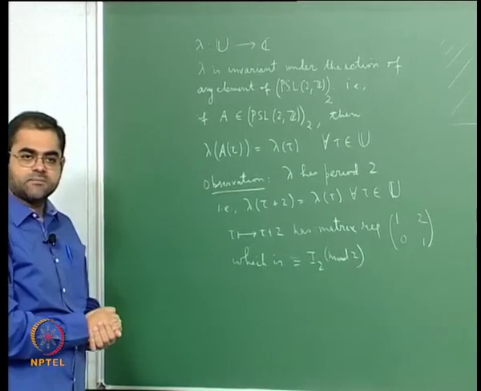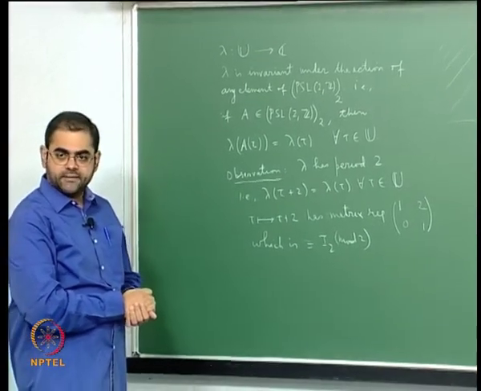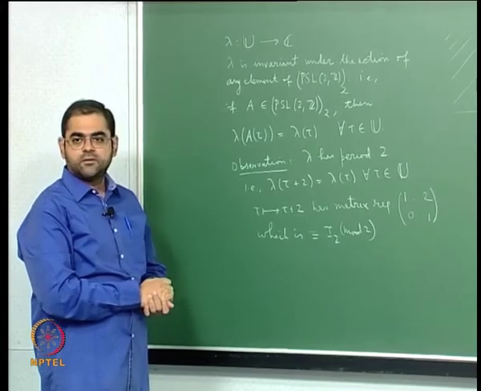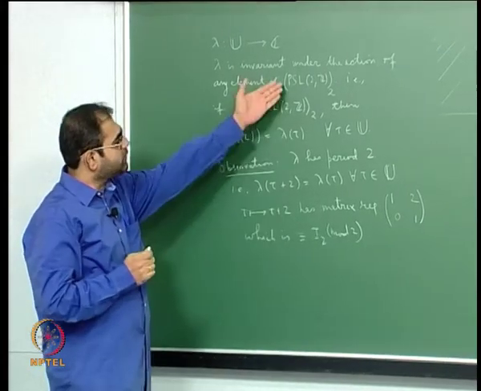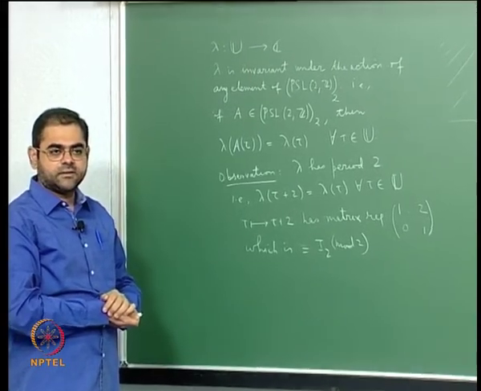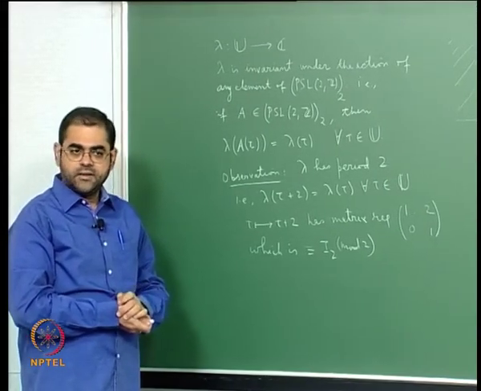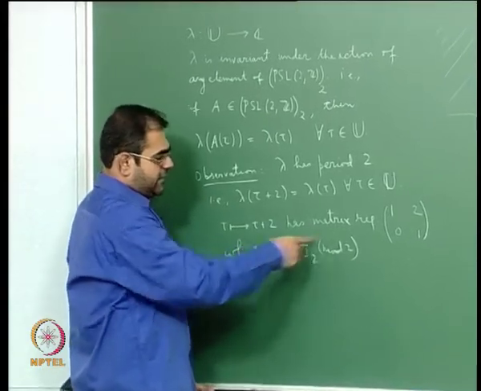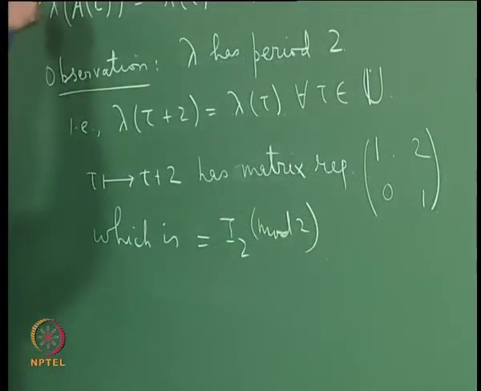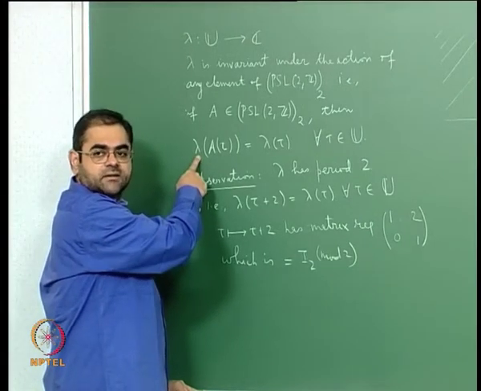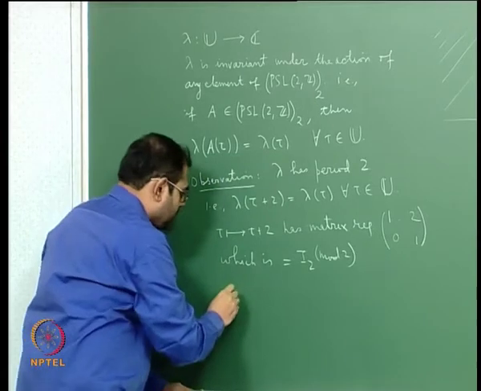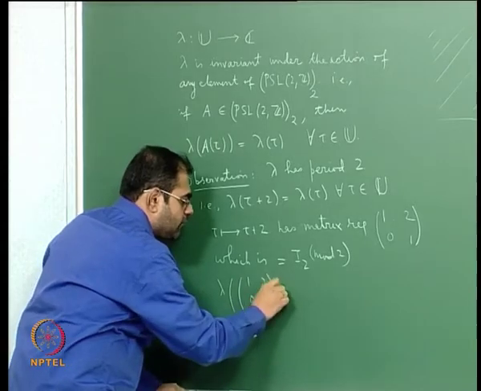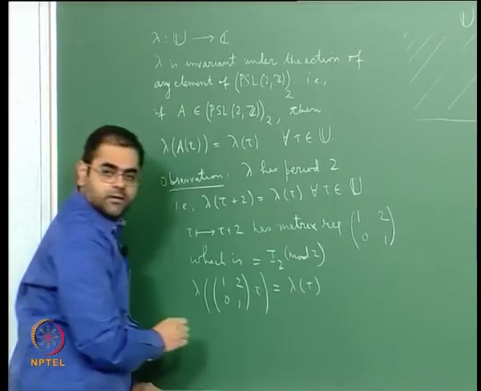So this matrix mod 2 is the identity, therefore it is in the congruence mod 2 subgroup. After all, the congruence mod 2 subgroup consists of all those elements which, when you read every coefficient mod 2, give you the identity. This matrix is in the congruence mod 2 subgroup, and you know that the function lambda is invariant under such an element. So lambda of 1 2 0 1 applied to tau is the same as lambda of tau.